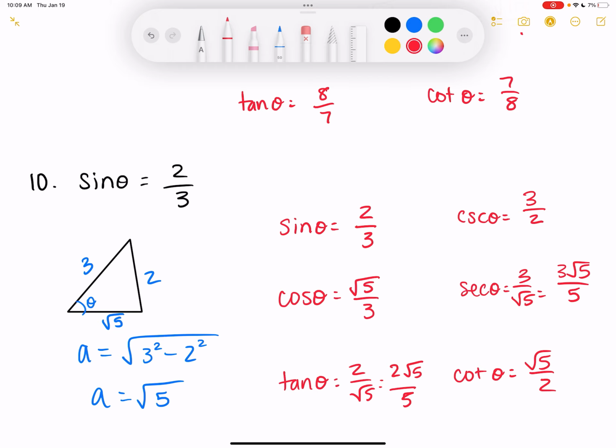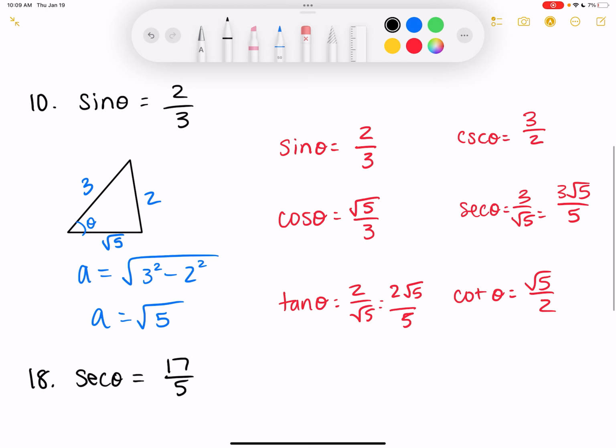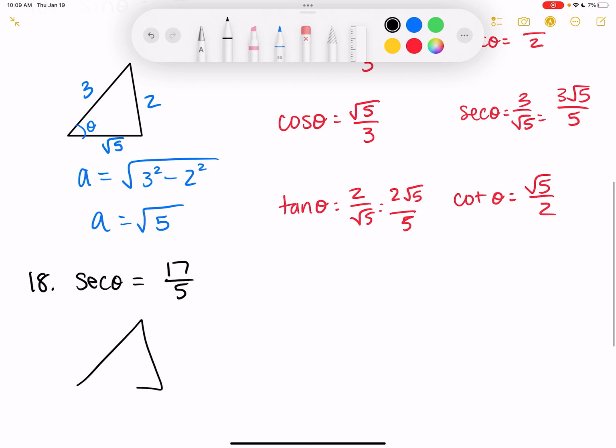Let's see. Secant of theta is equal to 17 over 5. Now, I always draw my triangles going the same way, but if you prefer them a different way, that's fine too.